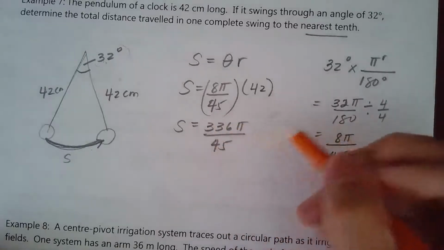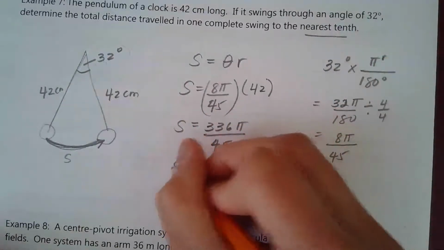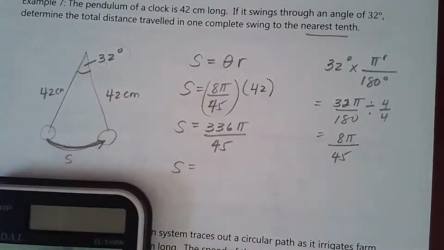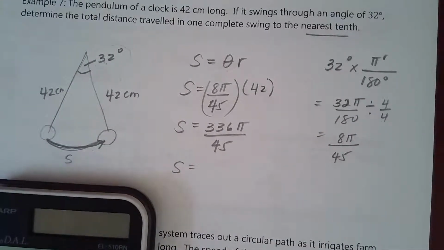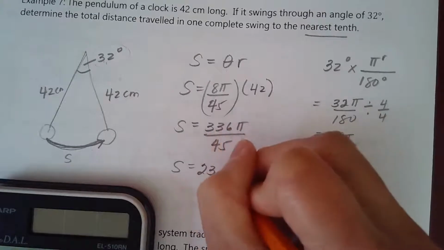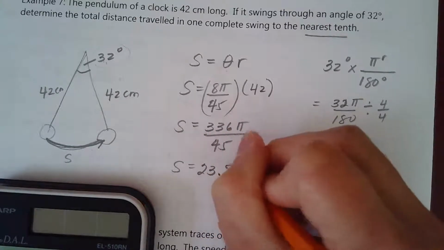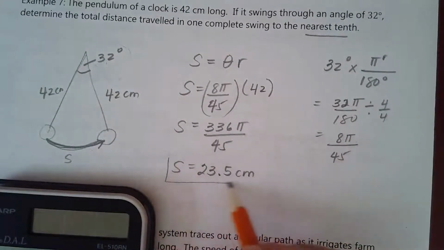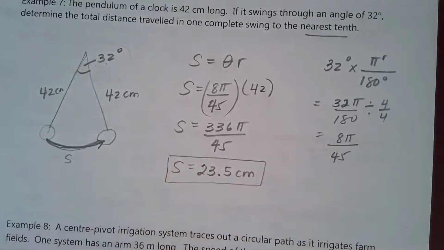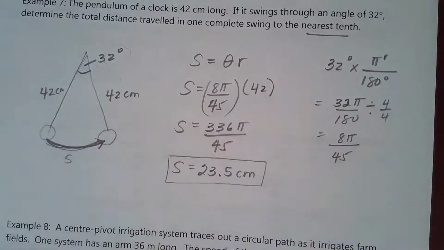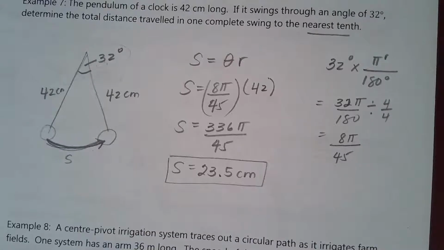Okay, it says here to the nearest tenth, so we're going to calculate that to the nearest tenth. So 336 times pi divided by 45 is approximately 23.5 centimeters. Okay. So it just swings this way, 23.5 centimeters.